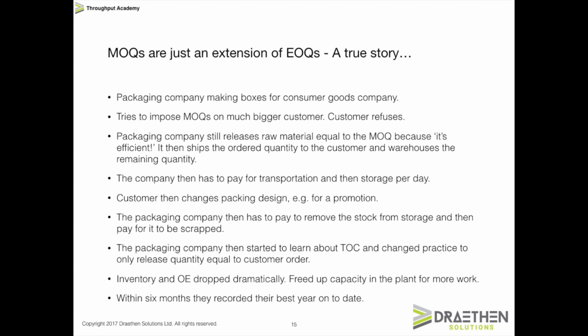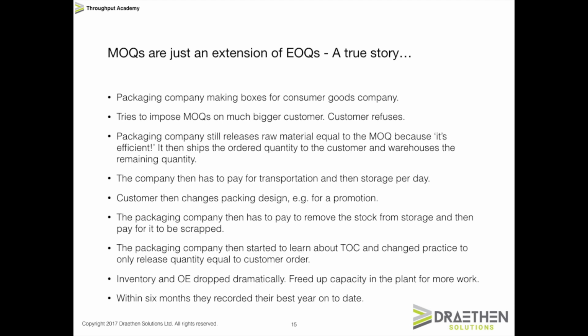What's the moral of the story? Well, the moral of the story for me is you're trying to do something, in this case, follow minimum order quantities to generate economic order quantities, which you think is the right thing to do because it makes you efficient. But it does the opposite.